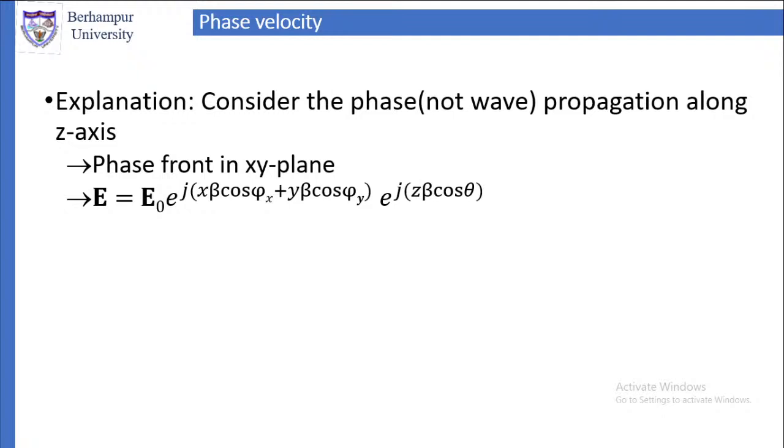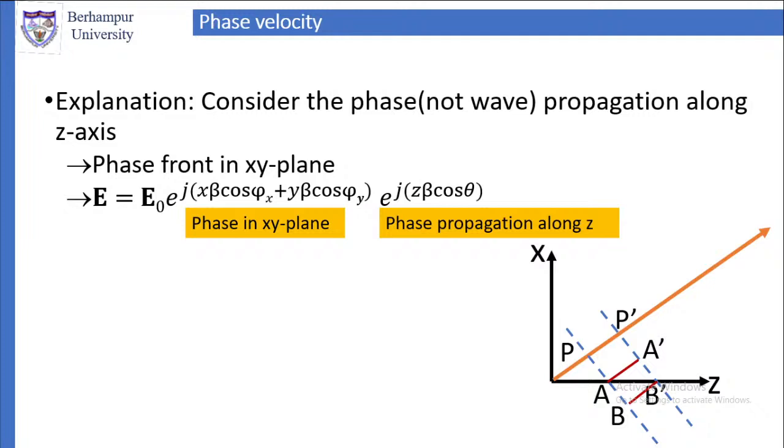Since it is propagating along the z-axis, the phase front will be along the xy plane. So we can write the electric field as E equals E0 exponential j (x beta cos phi x plus y beta cos phi y) into exponential j z beta cos theta. Why we have divided it into two parts will be clear now: the phase is propagating along the z direction, so that we have separated out.